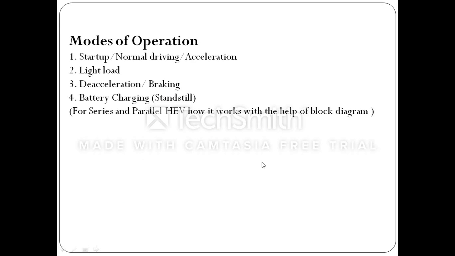Then modes of operation: there are a total of 4 modes of operation. First mode is startup, normal driving or acceleration mode. Then second is light load mode. Then third one is deceleration or braking mode. And fourth one is battery charging or standstill mode. For series and parallel HEV, how it works, we see with the help of a block diagram. So those are the modes of operation.